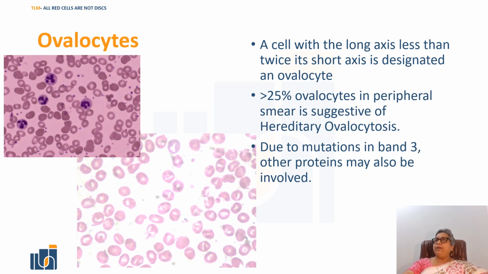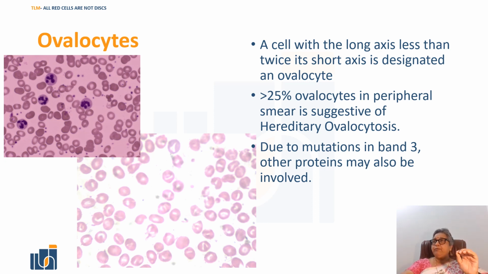Then we go on to ovalocytes. Now, very little to distinguish between an ovalocyte and an elliptocyte. It's just in how the shape is. An elliptocyte is elliptical and an ovalocyte is oval. There's very little difference again between the two. We all just heard that in an elliptocyte the long axis is more than twice the short axis. Here it is less than twice the short axis, and that is called an ovalocyte. So these kinds of cells which are more oval than round are called ovalocytes.